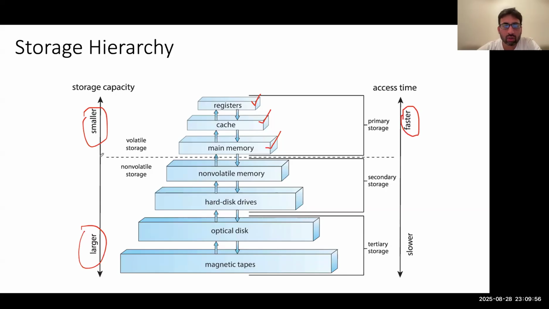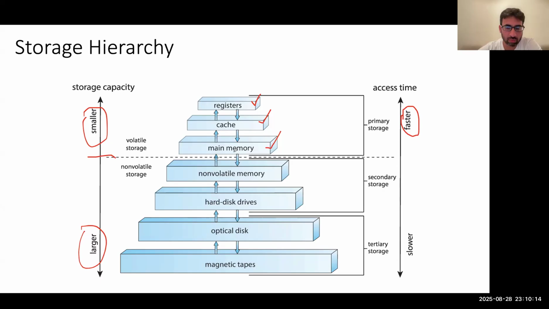Another thing you need to pay attention to in this figure is that anything above this dotted line is volatile storage, and all the devices below this dashed line are non-volatile storage devices.